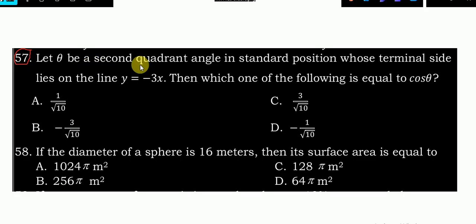Next problem number 57. Let theta be a second quadrant angle, that means an angle in second quadrant in standard position whose terminal side lies on the line y is equal to negative 3x, then which one of the following is equal to cosine of theta?